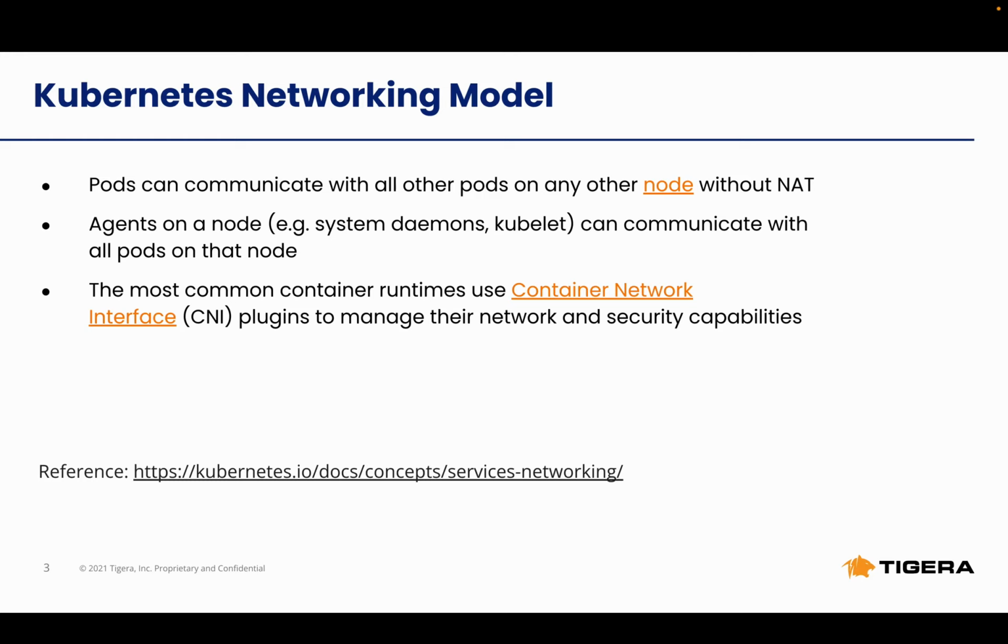Agents on a node such as systemd and kubelet can communicate with all pods on that node. And the CNI, or the container network interface plugins, are responsible for implementing the underlying networking for the cluster as well as providing the security policy engine to implement the policies in a data plane. It could be a data plane such as iptables, Windows HNS, or eBPF. And Calico is one such policy engine.